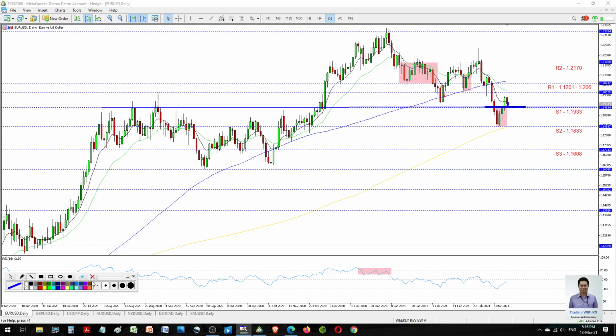If on Monday the price doesn't come back down in the morning, doesn't come back down below 1.1933, then likely the price will continue to go up to retest these two areas, 1.1201 and 1.206.